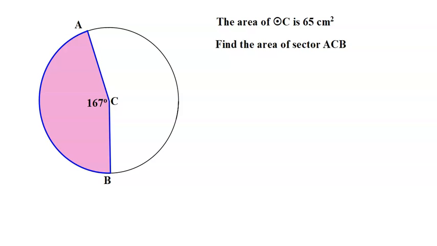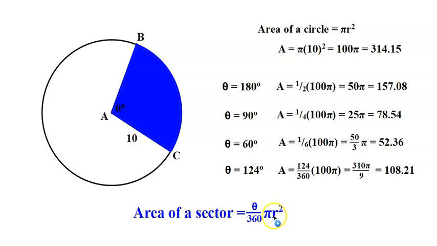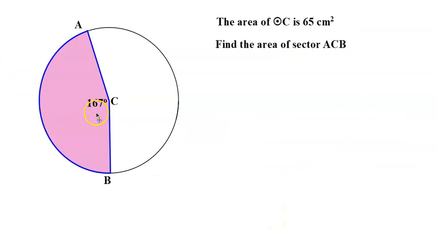So here we go. Let's do this one. The area of circle C is 65 centimeters squared. We want to find the area of sector ACB. And so we don't have a radius, do we? Our formula clearly says we need the radius, right? And this did not give us the radius. That's okay.